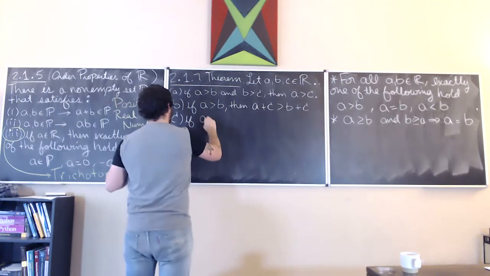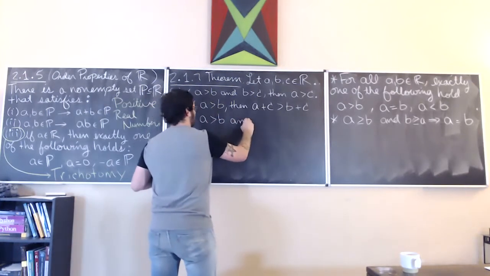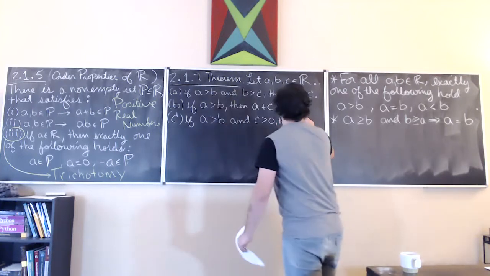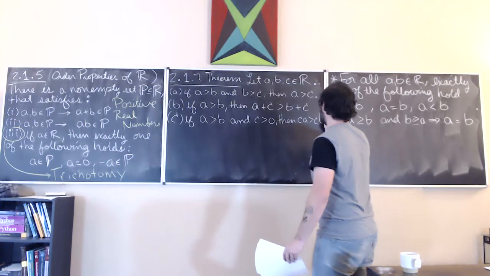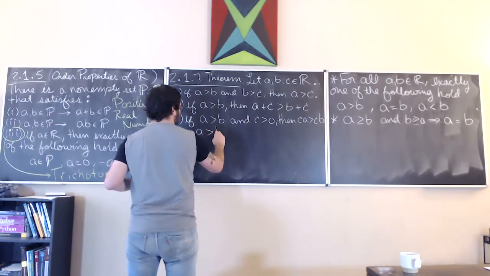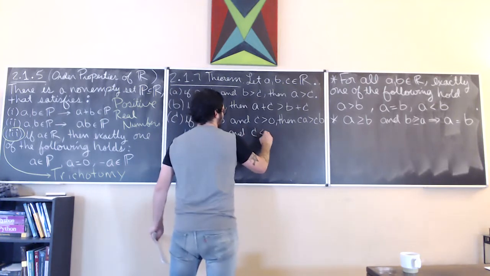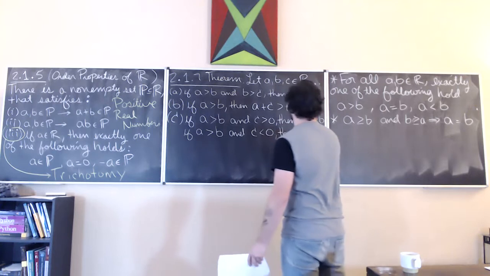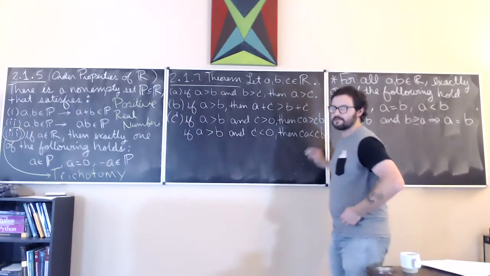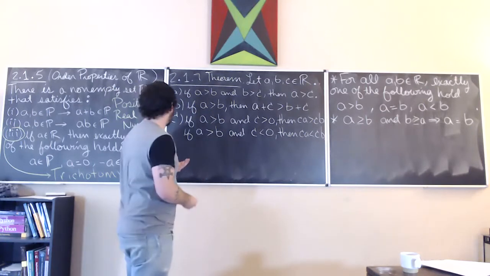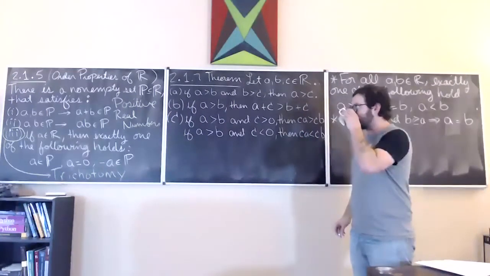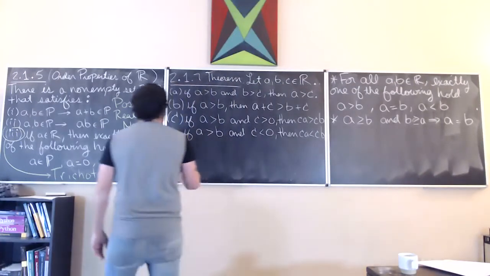if A is greater than B and C is greater than 0, then C times A is greater than C times B. And if A is greater than B and C is less than 0, then C times A is less than C times B. Again, they seem kind of trivial, but we should prove them using the set of axioms I've defined. So in particular, let's look at the proof of part A.